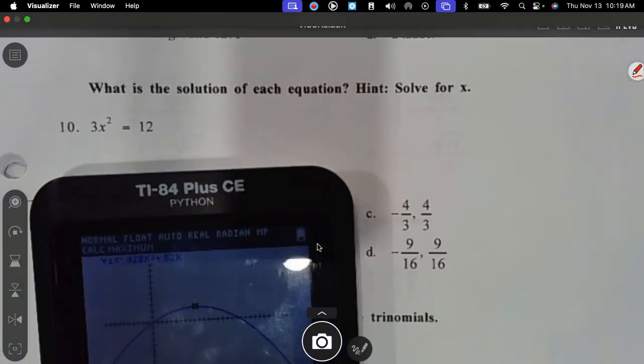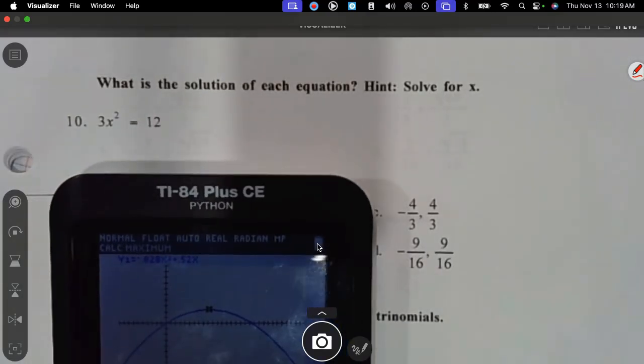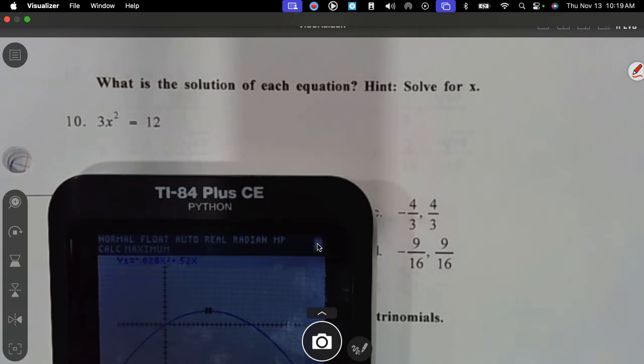Now the next one. This one's on there, number 10. We just solved for x, and I'm so nice. I give little hints throughout this test, and what does it say? Hint: solve for x. It doesn't say to factor. It doesn't say the quadratic formula. It doesn't say complete the square. Just get x by itself. It's a big hint. So divide by 3. X squared equals 4. Are y'all okay with that so far? You just get x by itself, so we divide by 3.